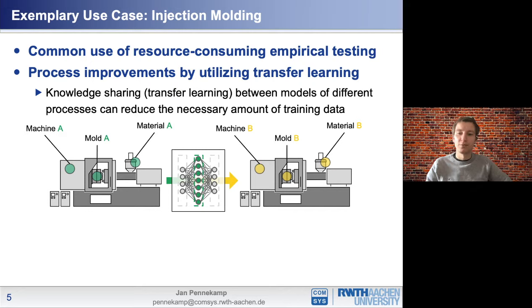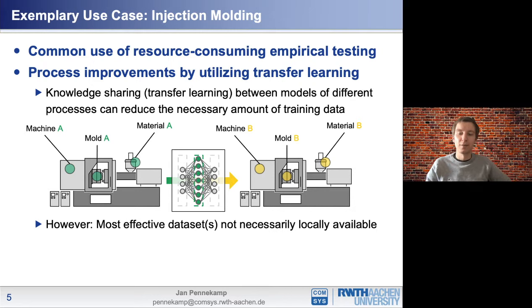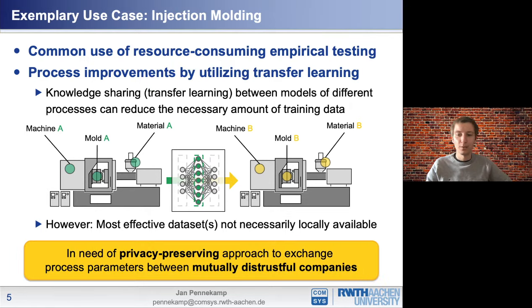However, we require a training data set to apply this transfer learning. And the issue here is that we might not have the best effective data available locally because it might only be available at another company or stakeholder. So we're in need of a privacy-preserving approach to change that, and this should even work between mutually distrustful companies.